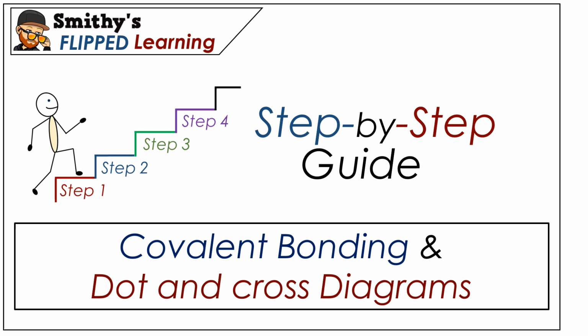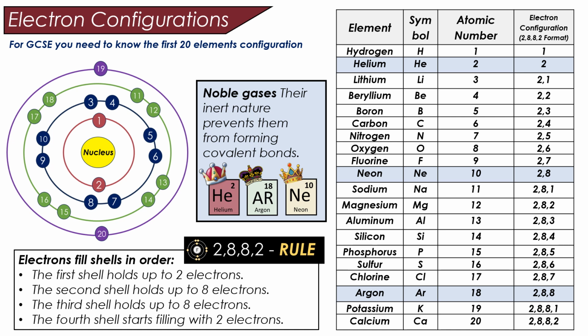This guide is a step-by-step guide on covalent bonding and dot and cross diagrams. Before we can look at covalent bonding and dot and cross diagrams, I just need to do a quick recap on electron configuration. Now for GCSE we need to primarily worry about the first 20 elements from hydrogen up to calcium.